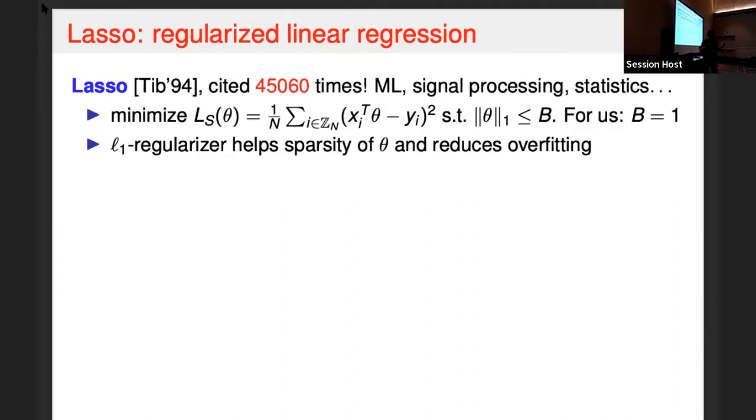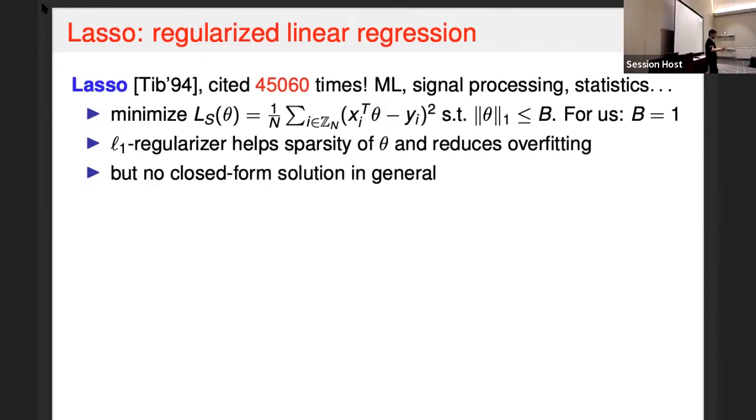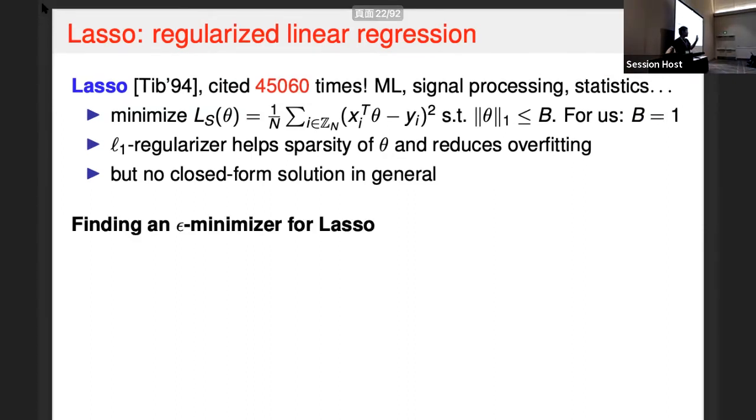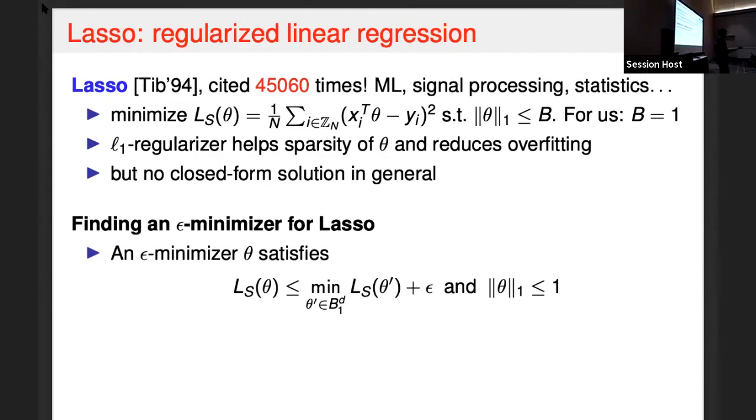But there is also a downside for this problem. That is, there is no closed form solution in general. So instead of finding the true minimizer for Lasso, we are now trying to find an epsilon minimizer instead. So what is an epsilon minimizer? An epsilon minimizer is basically to find your theta inside the L1 ball, such that its empirical loss of theta is small compared to the true minimum.